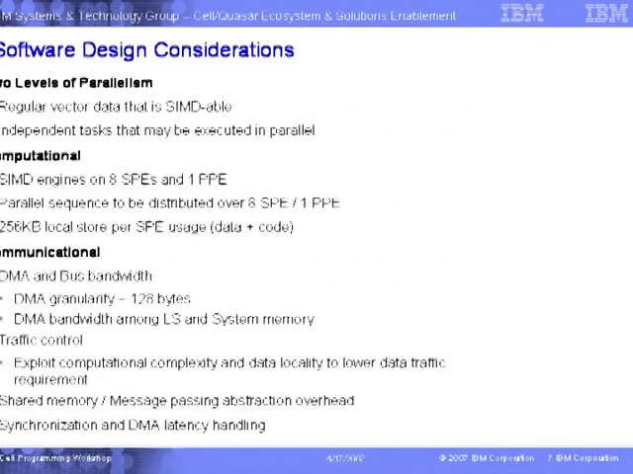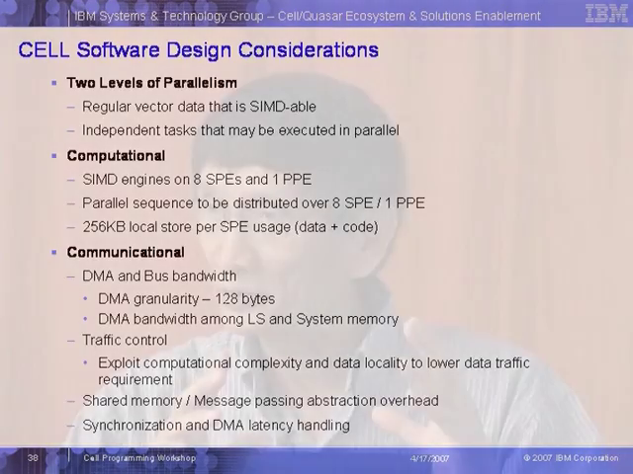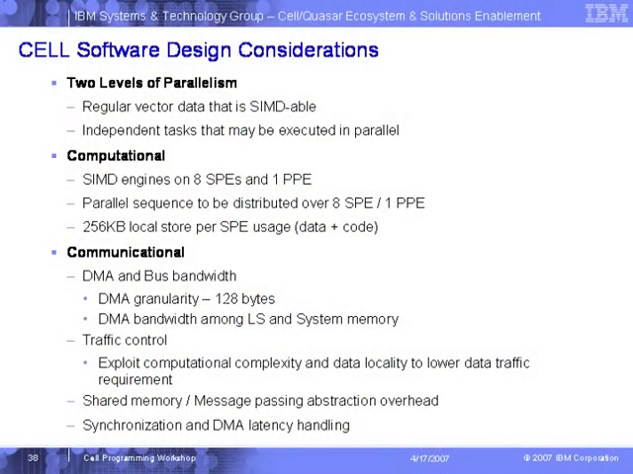And then we have a 256 KB local store for SPE usage. The SPE, remember, we have the SPU, and we have the local store. Local store, we only have 256 KB. And so we have to deal with that. We have to think, hey, this memory is so small, how can I fit my program? Okay, that's one of the issues. Communication-wise, we have the DMA and bus bandwidth. We have some mechanisms to transfer data as fast as possible. How do we leverage that transfer speed, and how do we supply the data to all these tasks running on our SPEs?